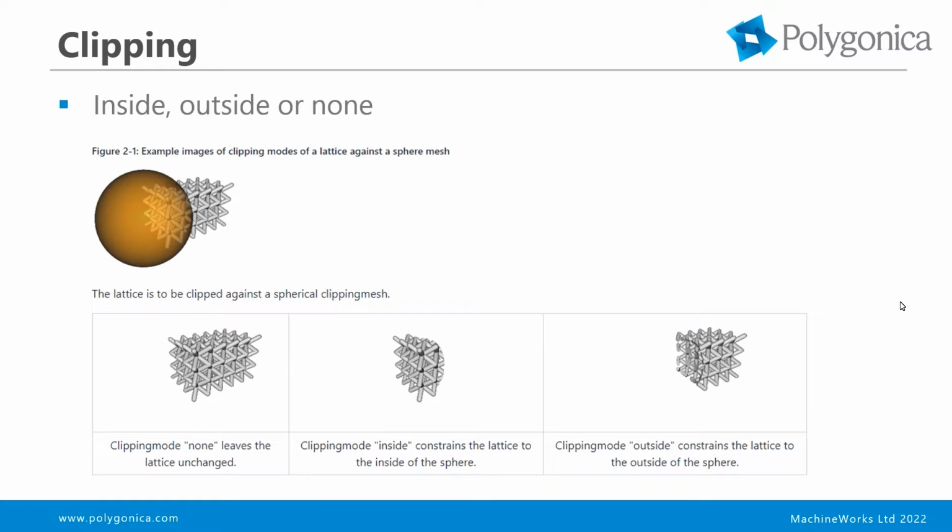None means the lattice is unchanged. Inside means the portion of lattice that intersects with the volume inside the sphere is retained, while outside means that portion is removed and only the lattice outside the sphere is retained.